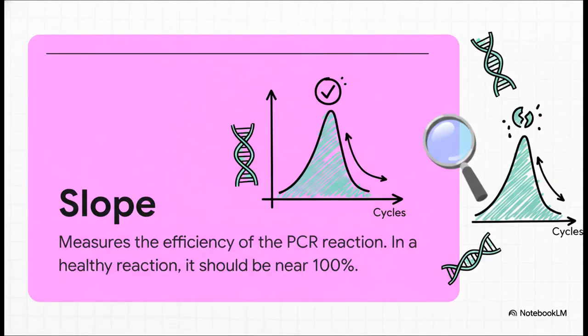And finally, we have the slope of the amplification curve. This tells you how efficient the reaction was. In a healthy reaction, the DNA should double every single cycle, which gives you an efficiency of close to 100%. If you see a shallow slope, that's a key symptom that the reaction is struggling.